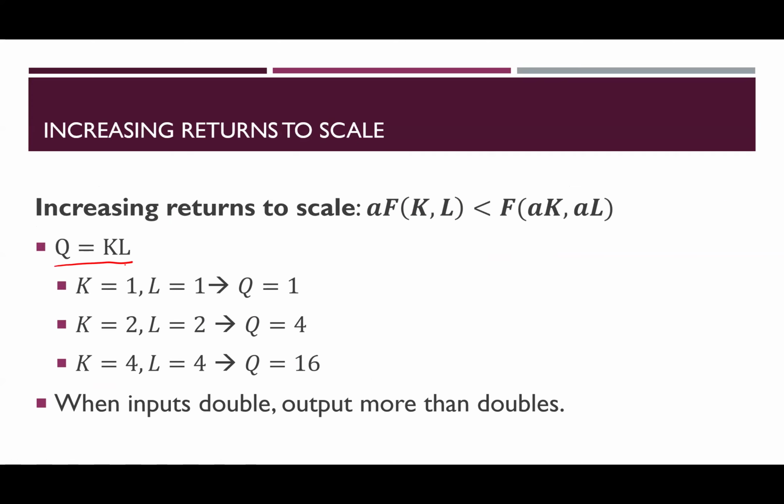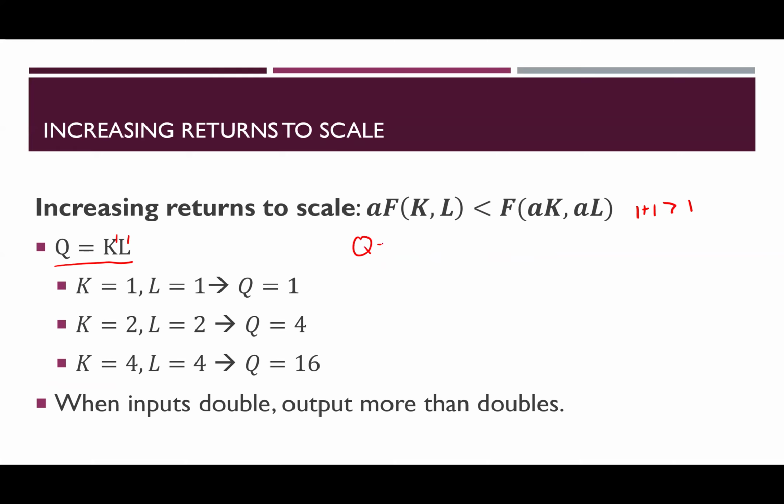Moving to a new production function here, we have K to the 1 power times L to the 1 power. This is going to show us increasing returns to scale. We can see that very quickly because the exponents on our variables, 1 plus 1, when added together equal 2, which is greater than 1. And so we should expect output to more than double, right?